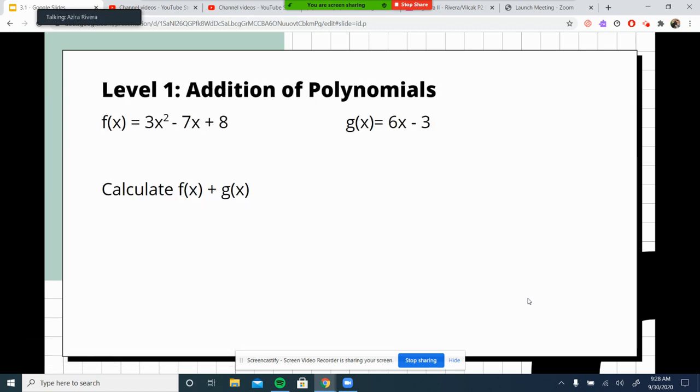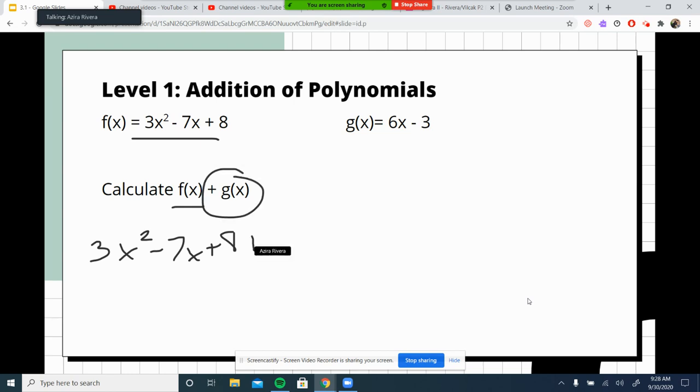So let's just go ahead and jump right in. Quite frankly, when you're adding polynomials, really all you're doing is combining like terms. So for example, f of x is going to be my first equation here: 3x squared minus 7x plus 8. And to f of x, I'm going to add g of x, which is 6x minus 3. And like I mentioned before, really all we're doing is combining like terms.